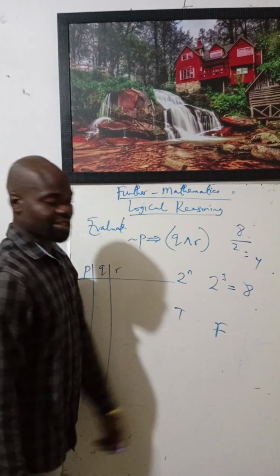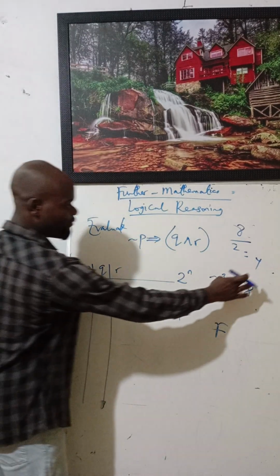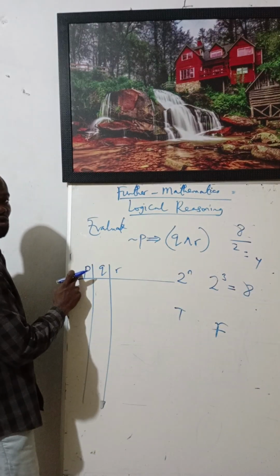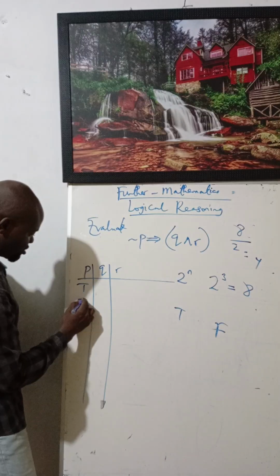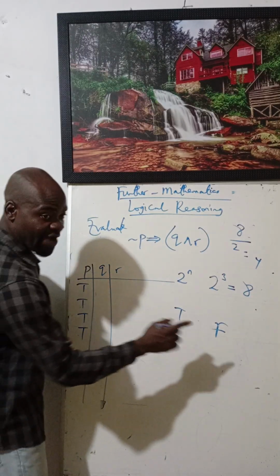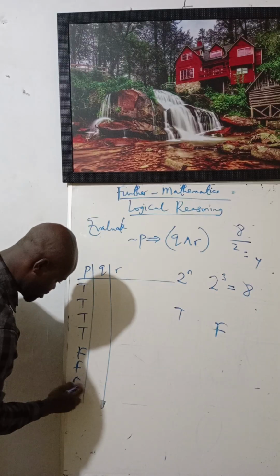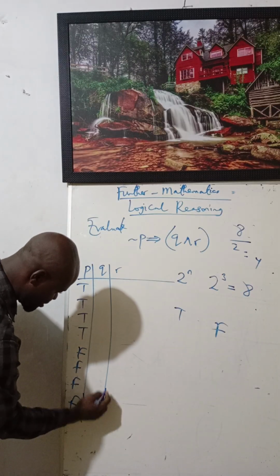Always true and false. That 4 means true takes 4 places and false takes 4 places. For P, we have true in 4 places: 1, 2, 3, 4. F also in 4 places: 1, 2, 3, and 4. You can see now.